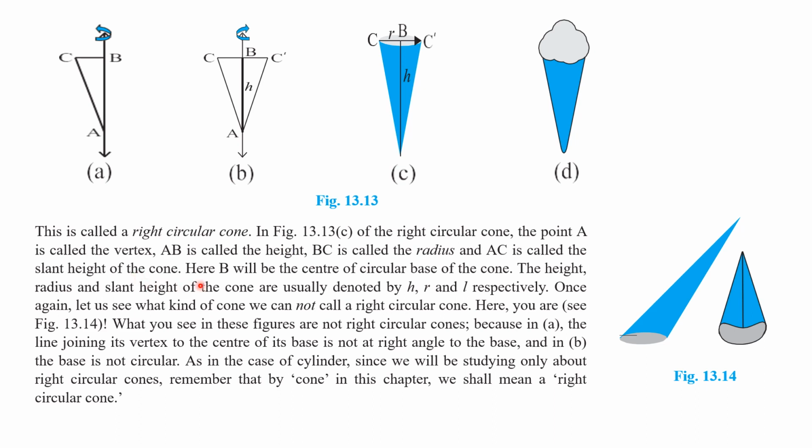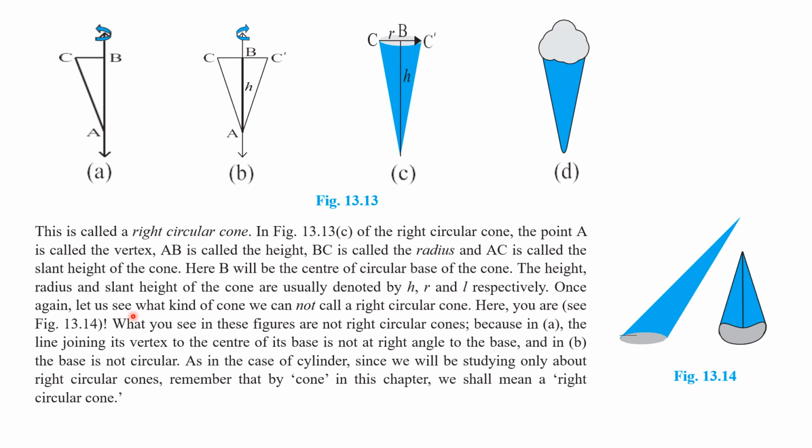Understood this point, my children? Remember these points. Here, capital B is the center of the circular base of the cone. Observe this figure, my children. The height, radius and slant height of the cone are usually denoted by h, r and l respectively. We use these three letters to denote the height, radius and slant height of a right circular cone.